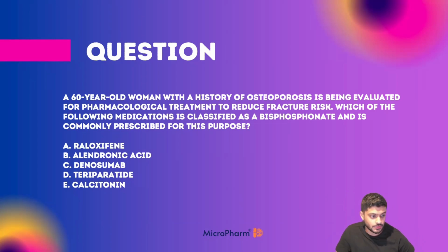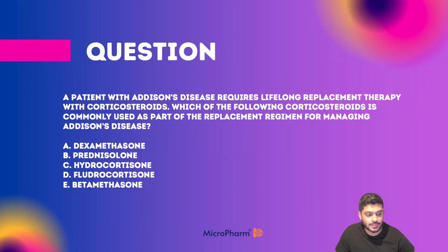Okay, let's go through. Yeah, so in terms of bisphosphonates, from all the options that I've given you, alendronic acid is the only bisphosphonate, which is self-explanatory. So I'll go to the next question.